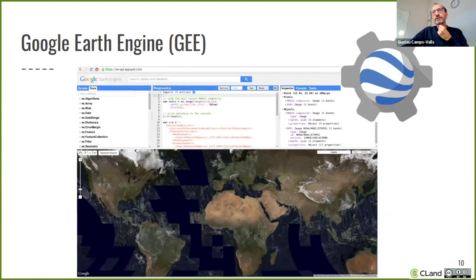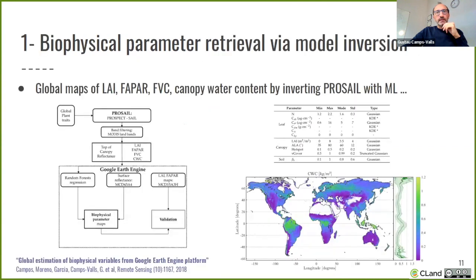The beauty, or the advantages, of Google Earth Engine is that it is essentially a platform where you don't have to worry too much about the data pre-processing. All the data is there, and you only have to focus on the model development. I'm going to show you a couple of examples that we have been working on in the last decade. So the first one is what happens if you don't have in situ measurements.